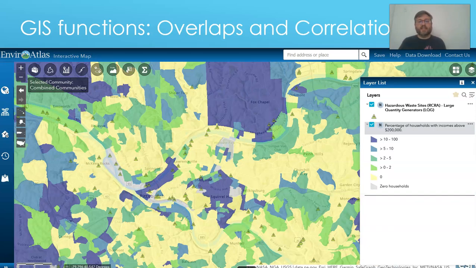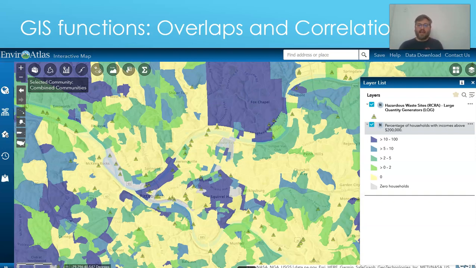Another thing we can do with GIS is to look at overlaps and correlations between different data layers. So this example comes from an interactive map for looking at how the locations of pollution and of people intersect. So we've got two data layers. You can see the layer list displayed there. We've got two data layers being shown for the Pittsburgh area.